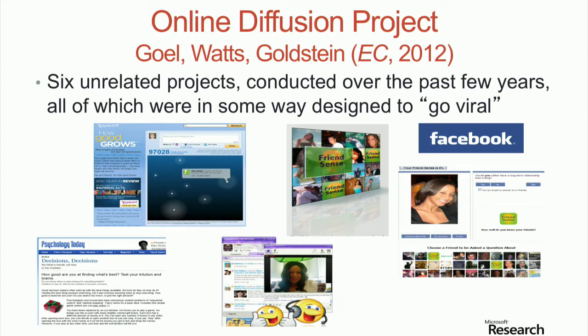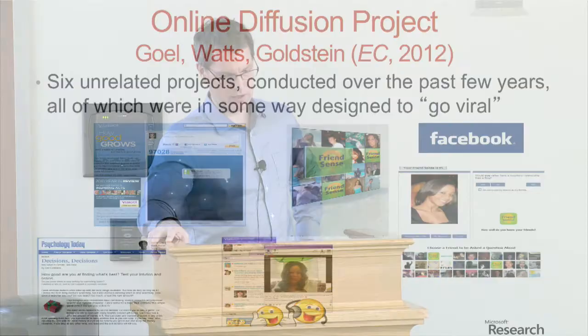We throw this word around quite casually, but we don't really have a sense of, of all the stuff that's happening out there online and all of the information that's been exchanged between people, how much of this is what we would call viral spreading. And so the way we approached this was to take several other projects that either we had worked on in the past or that colleagues of ours at Yahoo had worked on. And these projects were all designed to answer different questions.